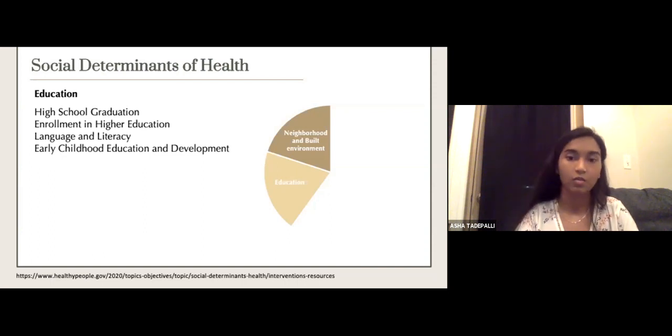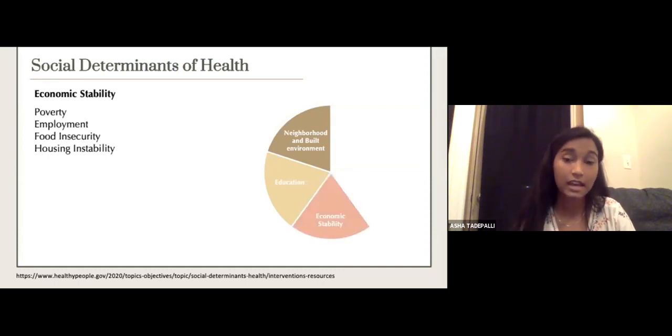If you think about what you're surrounded by or what influences you had growing up and where we were able to continue on with our education, that's kind of what I'm meaning when I say promotion of education. Economic stability, this was measured by poverty, employment, food insecurity, and housing instability.